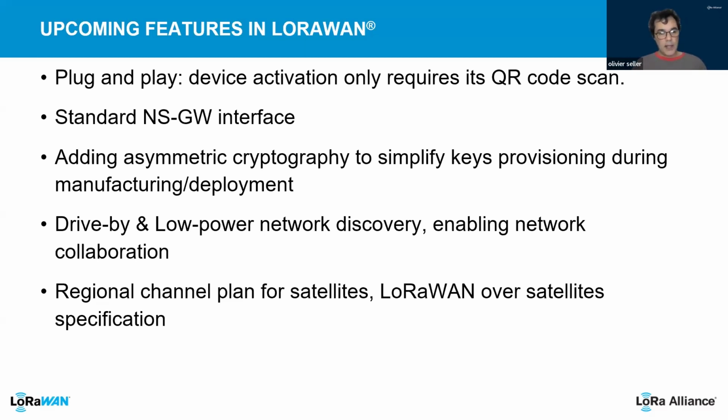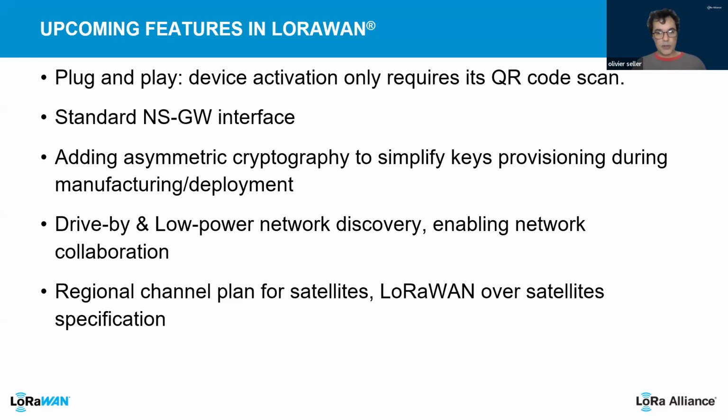Last on this list is the activity, which is pretty strong in satellites. So there are already commercial services, but we are still working on elements to improve the solution. So we're going to publish a regional channel plan for satellites. That will be in an upcoming version of the regional parameters document specification. We're also going to publish a LoRaWAN over satellite specification. So how to best use LoRaWAN when satellite is the link.